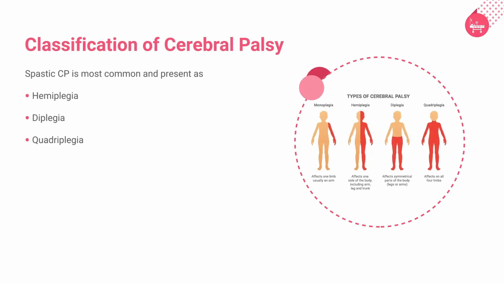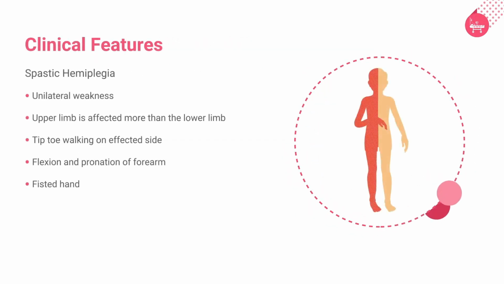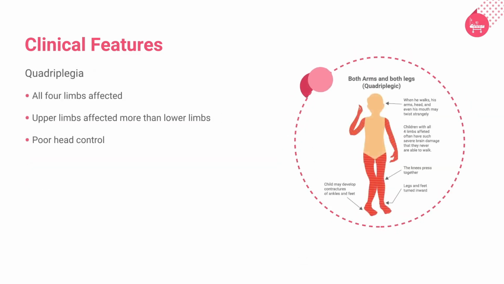Spastic cerebral palsy is presented as hemiplegia, diplegia, and quadriplegia. In spastic hemiplegia, there is unilateral weakness. The upper limb is affected more than the lower limb. Tiptoe walking on the affected side is the unique sign. There is flexion and pronation of the forearm, and a fisted hand. The most disabling form of cerebral palsy is quadriplegia, in which both the arms and both the legs are involved. Weakness is more in the upper limbs than in the lower limbs. Head control is poor.